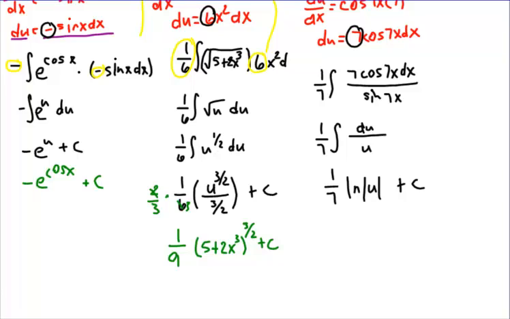Okay? And so what is my u? My u is the sine of 7x. So my finished answer is 1 over 7 times the natural log of the absolute value of sine 7x plus c.